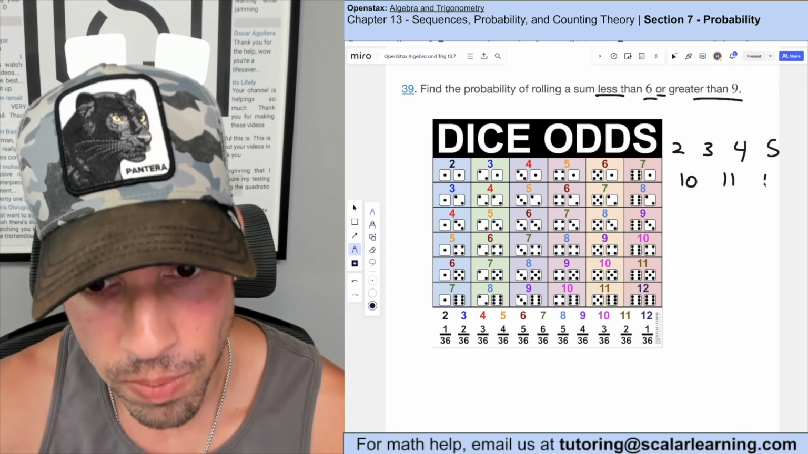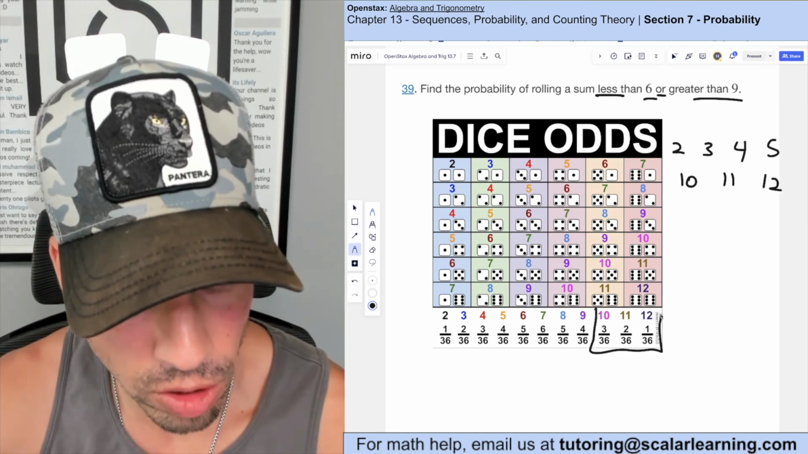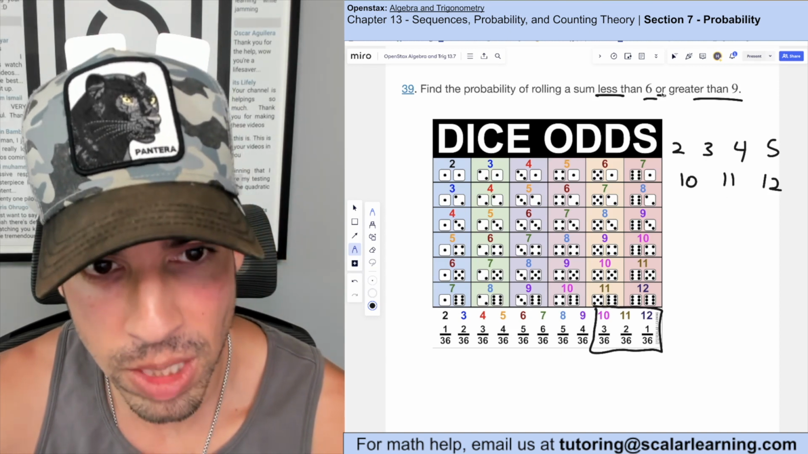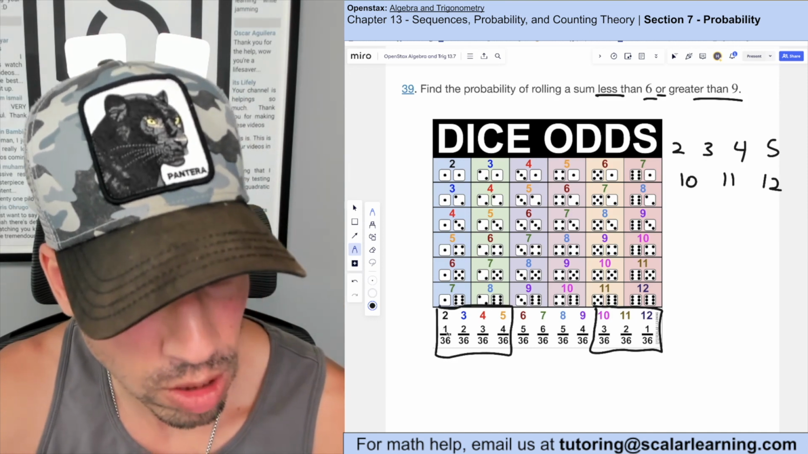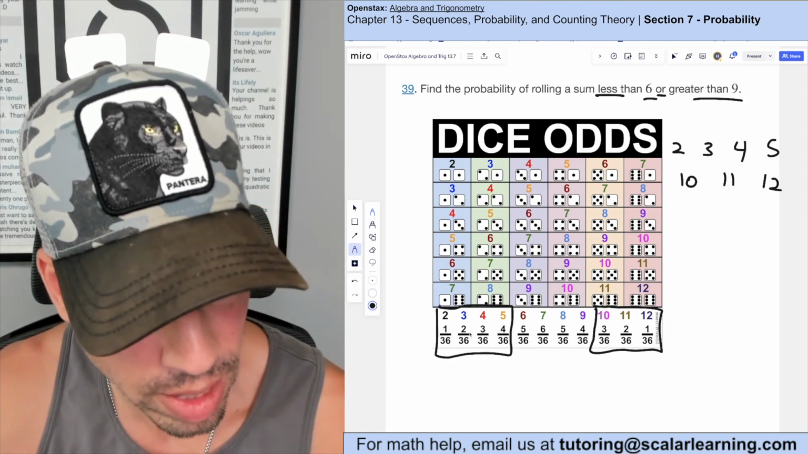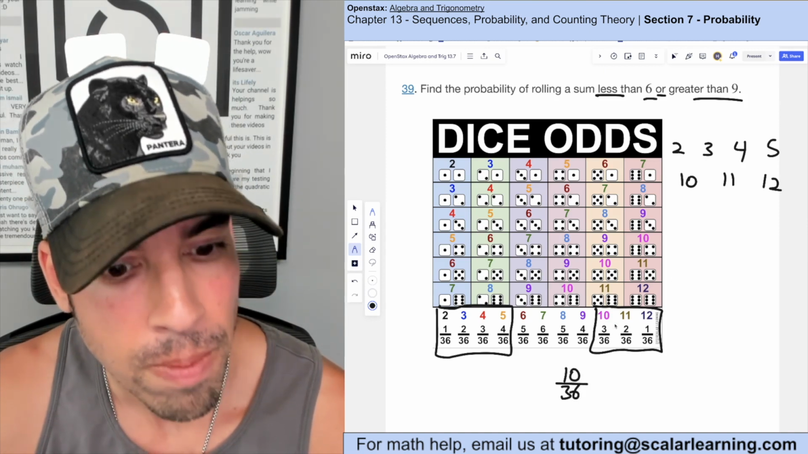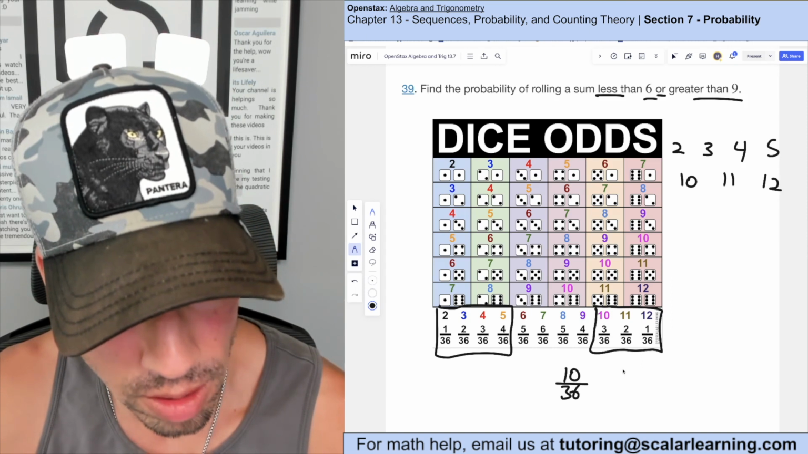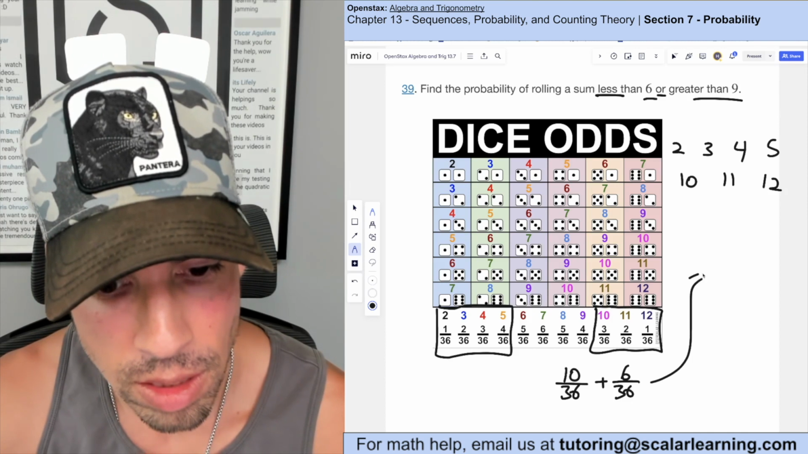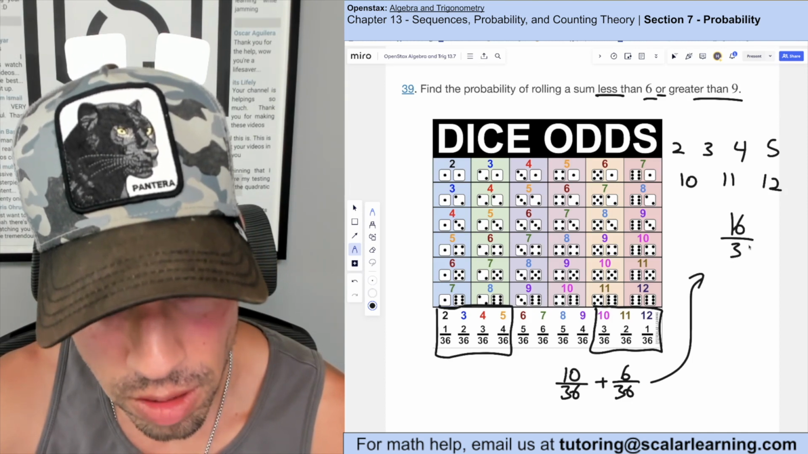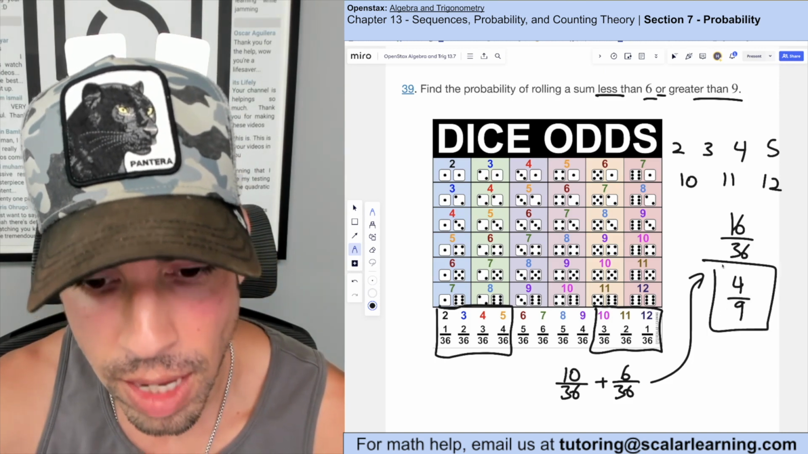So the nice thing about this diagram, since it also states the probabilities down here, is that because of that word or, we can just take the sum of all those probabilities and all these probabilities. So it's going to be 1 plus 2 plus 3 plus 4. That's 10 out of 36 for those less than 6. And then we've got 3 plus 2 plus 1. That's 6 out of 36 for those greater than 9. Add those together and we get 16 out of 36. Divide top and bottom by 4 and we get 4 out of 9 for the win. That's how you do it.